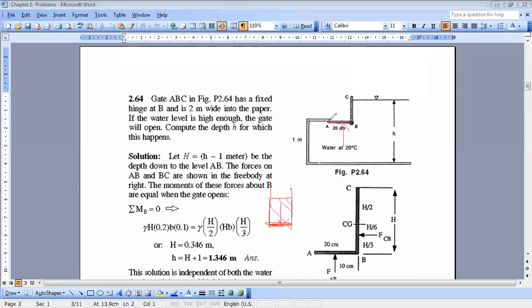Here, I don't have water above the surface, I have water below. Whenever you have water below the surface, what you will do, you will say, this is my area of interest.